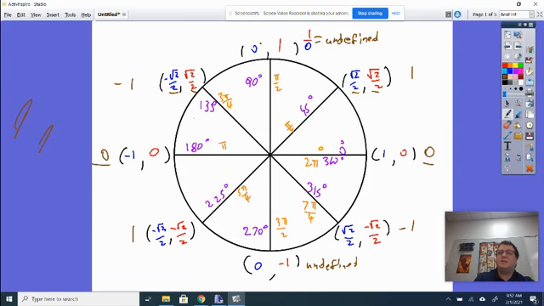So again, the nice thing about the unit circle is it lets us go back and forth between sine, cosine, tangent, degrees, radians, between any of those things. Okay, you just follow the line, go out to the edge, find the thing you need.